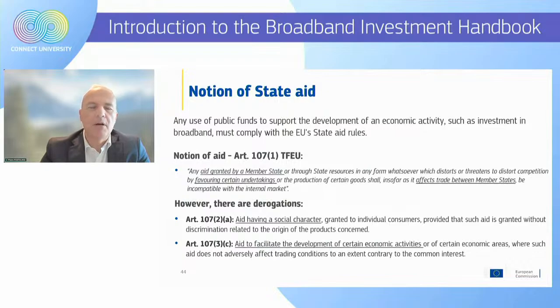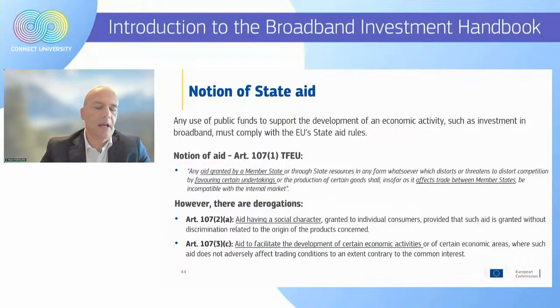We are lucky because there are derogations for this article. In particular, in broadband, we use two derogations. Article 107.2.8 further clarifies that aid having a social character can be compatible. We use this article as a legal basis for assessing broadband vouchers with social character, meaning targeting certain individuals in a specific fragile economic situation.